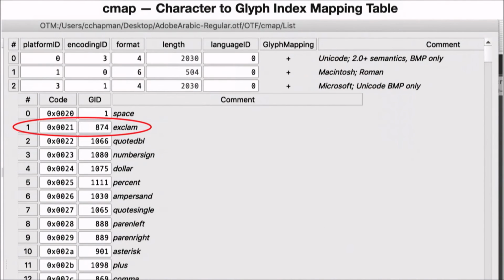The first one and the most important one is called the CMAP table. This maps the Unicode character to glyphs in the font, and it maps them to their nominal form, which I'll get into in a minute.